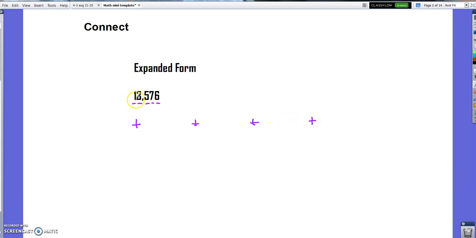And a digit has a value, right? This 1 is not a 1. Since it's in the 10,000s place, it has a value of 10,000. This 3 is not a 3 because it's in the thousands place. It's a digit of 3, but since it's in the thousands place, it has a value of 3,000. This digit of 5 has a value of 500. This digit of 7 has a value of 70. And this digit of 6 has a value of 6.